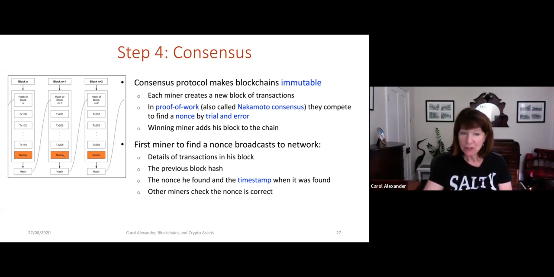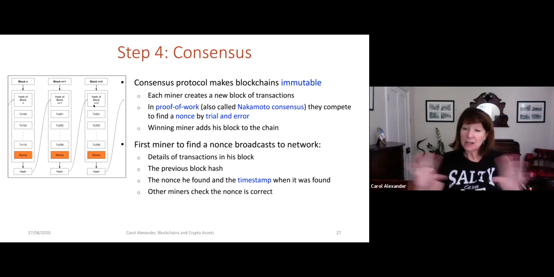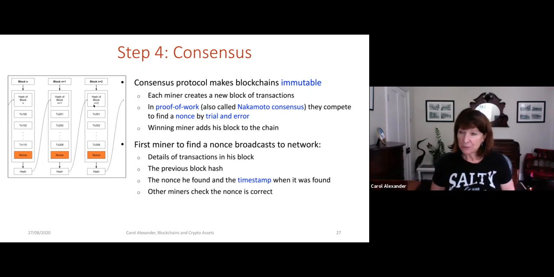Once they've found the nonce, they take the hash of everything, that becomes the hash of the previous block, and the details of the transactions in the block are broadcast to the network along with the previous block hash and the nonce that the miner found and the timestamp when it was found, and all the miners have to check that the nonce is correct, that it did solve the puzzle. And then they confirm it and they can start building.